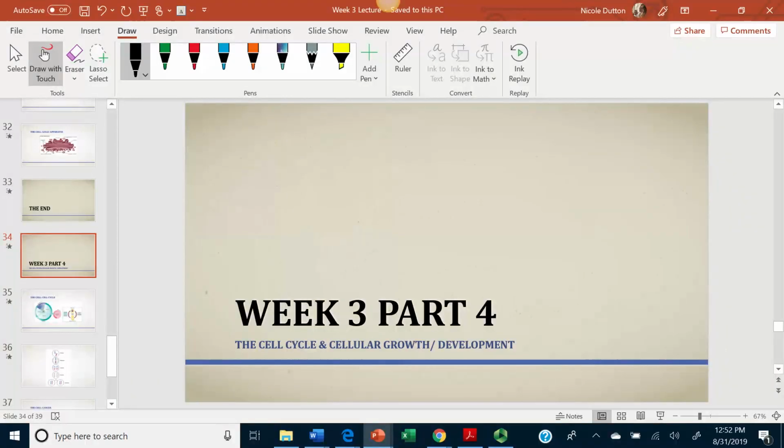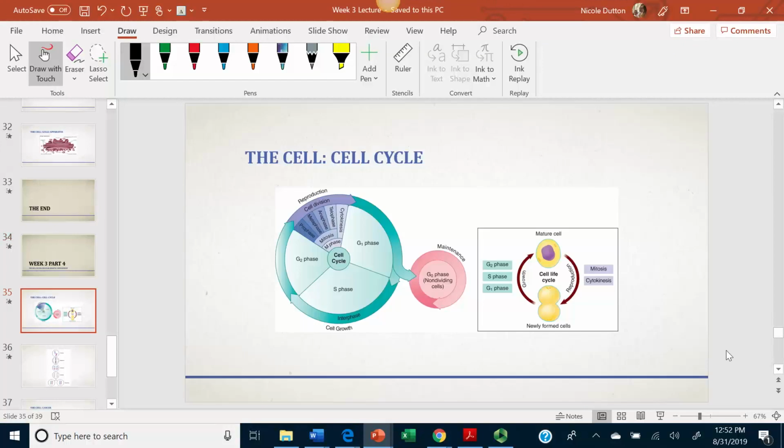So this last section talks about the cell cycle, cellular growth, and development. So we just talked about how the cell produces proteins and does its normal function. If we look at the cell cycle here, we have interphase. Interphase is the time that the cell is not dividing. It's doing its normal function, so it's able to produce proteins, hormones, and do what it's supposed to be doing inside of the body. Interphase consists of 3 subphases, so we have G1, S, and G2.